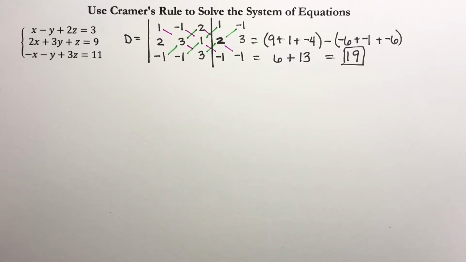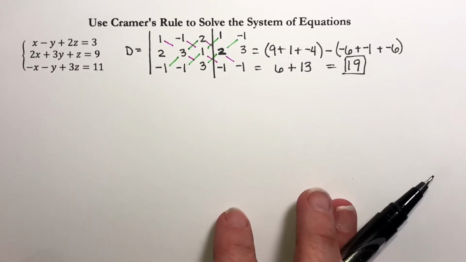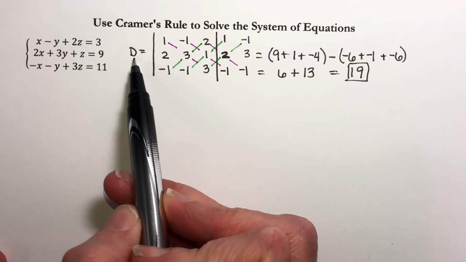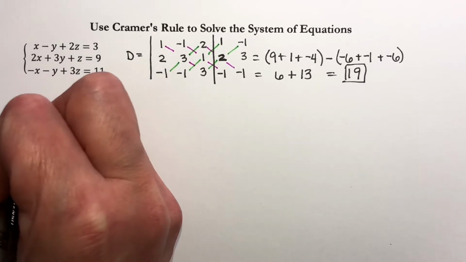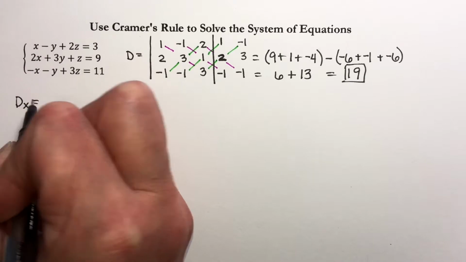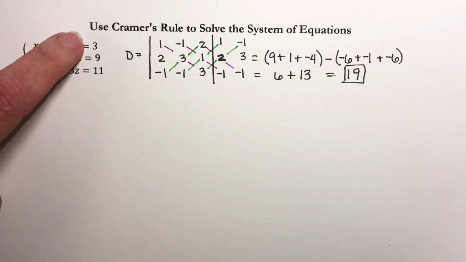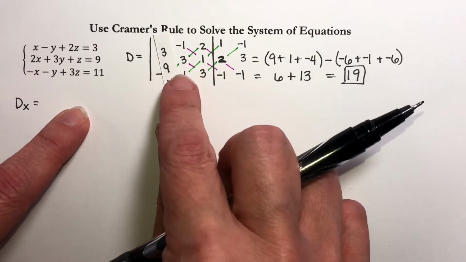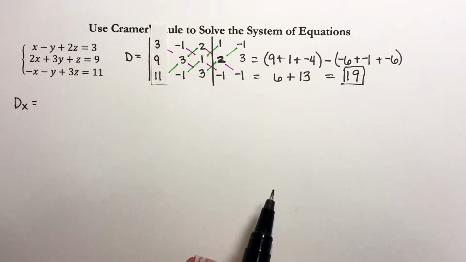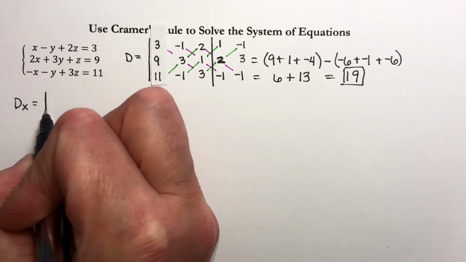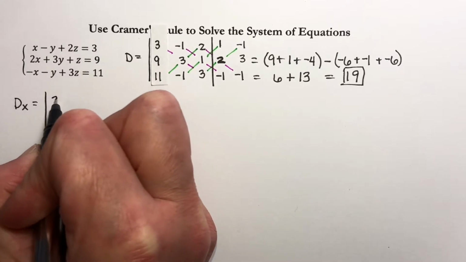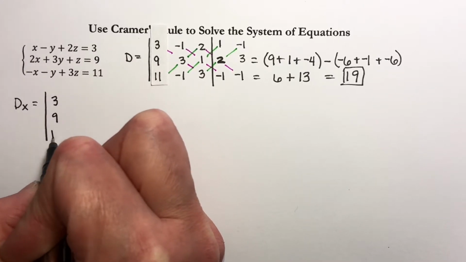This is part 4 of section 6.5. Continuing on with this problem, we found our d value. Now we want to find dx. And to find dx, we take the 3, the 9, and the 11, and we cover up the x's. So the determinant I need to calculate would look like this.